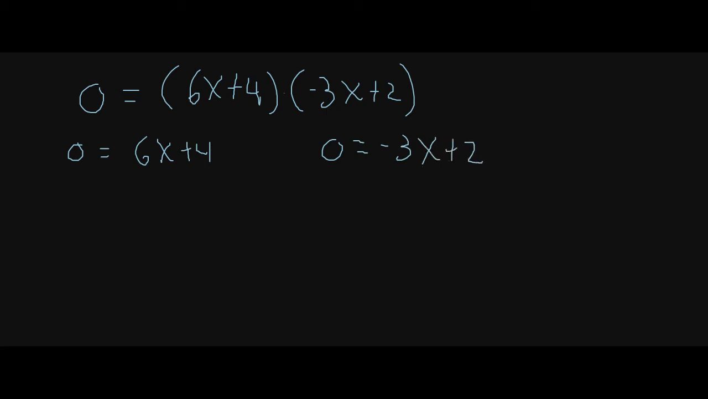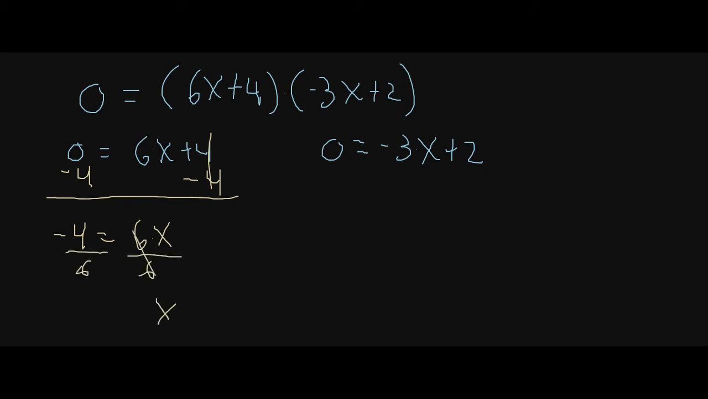Solving this equation here first, remember order of operations. We first need to undo any addition or subtraction. So we subtract 4 from both sides, and we're going to get negative 4 is equal to 6x. Now we divide by the 6, and we're going to get x is equal to negative 4 over 6. That's one of my roots.